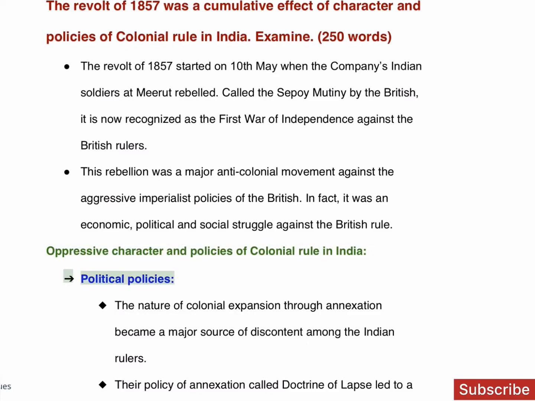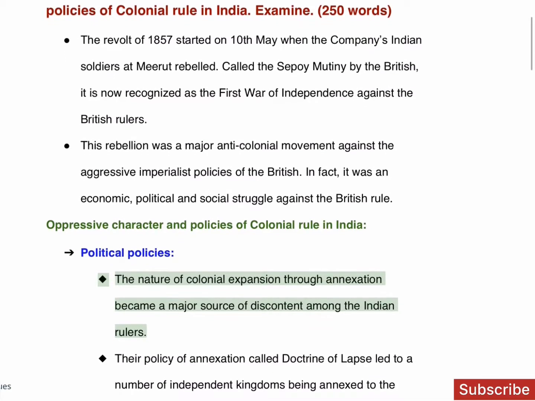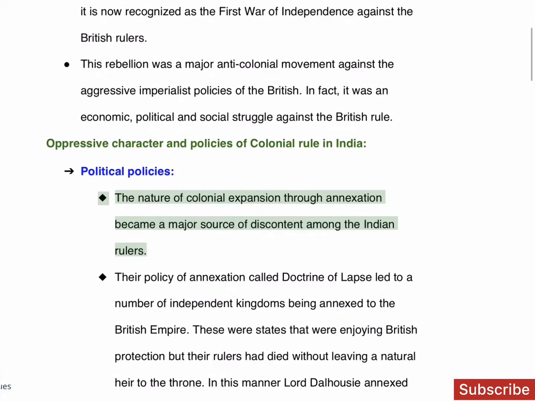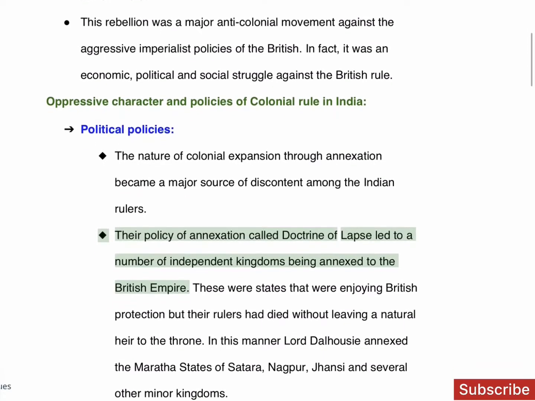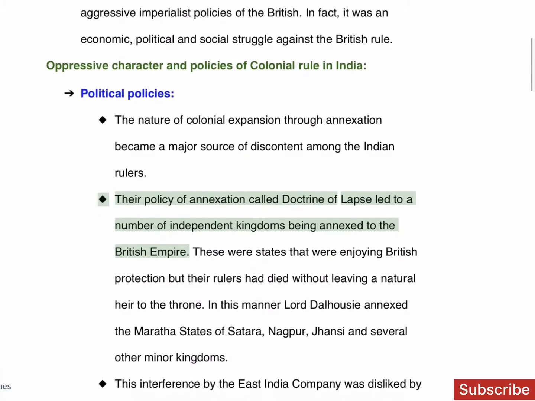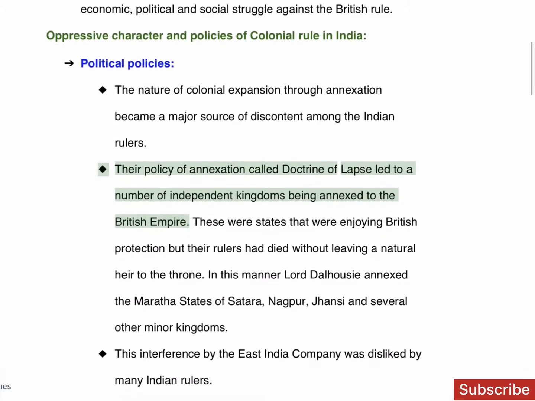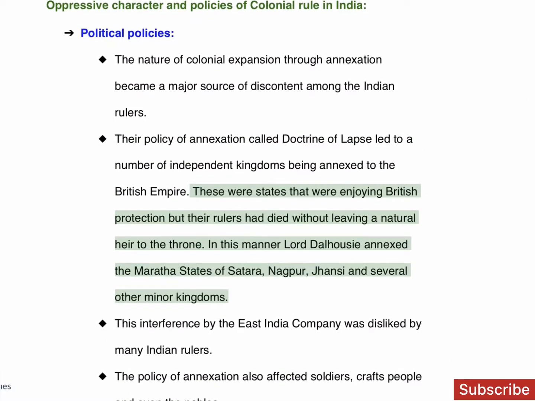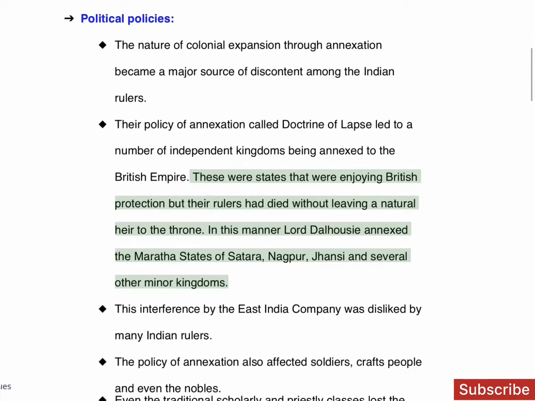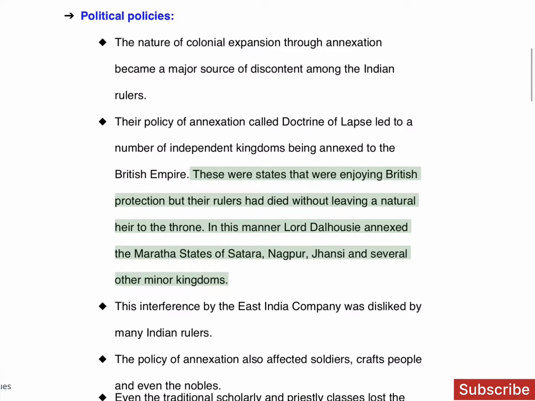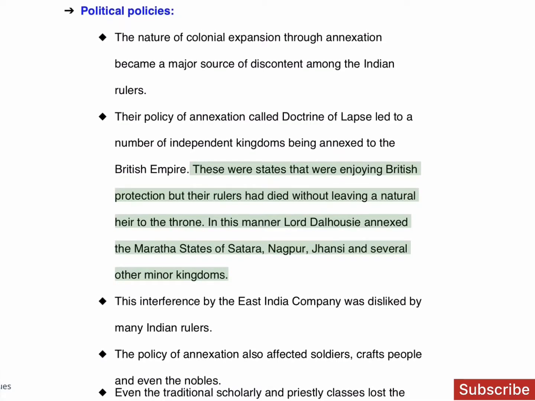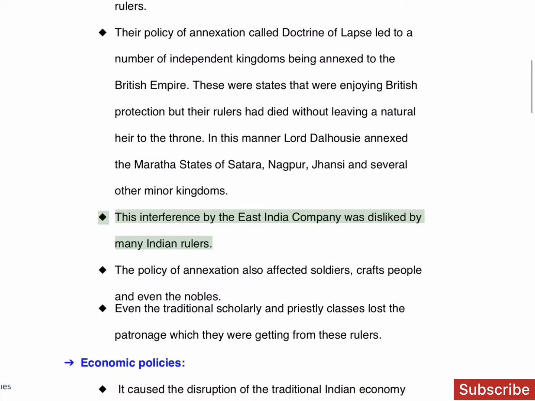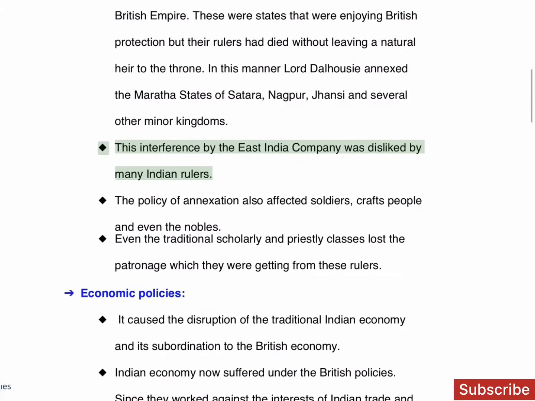Political policies. The nature of colonial expansion through annexation became a major source of discontent among the Indian rulers. Their policy of annexation, called the Doctrine of Lapse, led to a number of independent kingdoms being annexed to the British Empire. These were states that were enjoying British protection, but their rulers had died without leaving a natural heir to the throne. In this manner, Lord Dalhousie annexed the Maratha states of Satara, Nagpur, Jhansi and several other minor kingdoms. This interference by the East India Company was disliked by many Indian rulers.